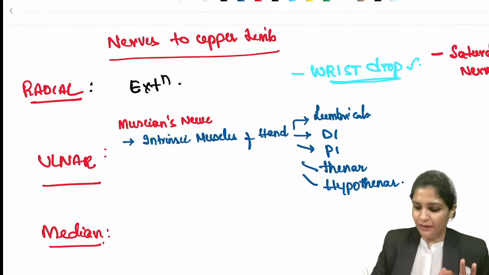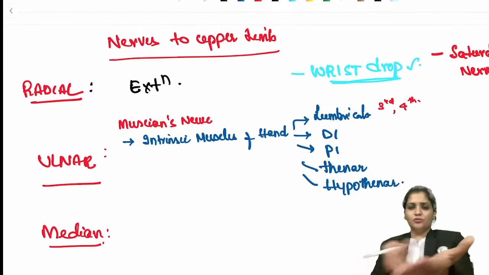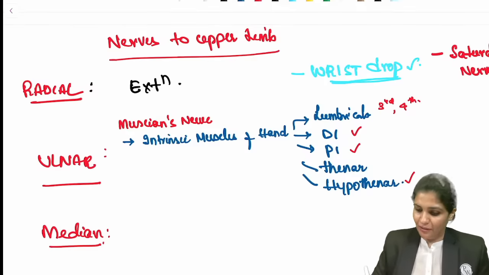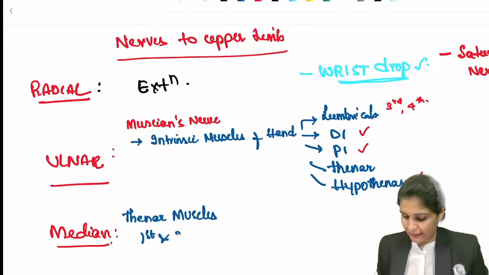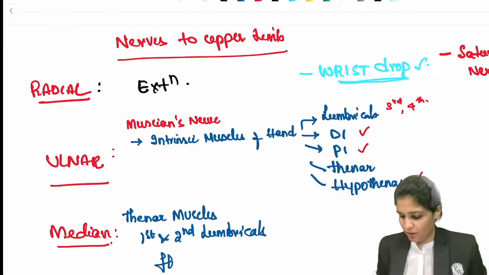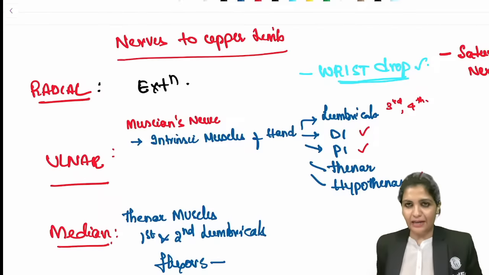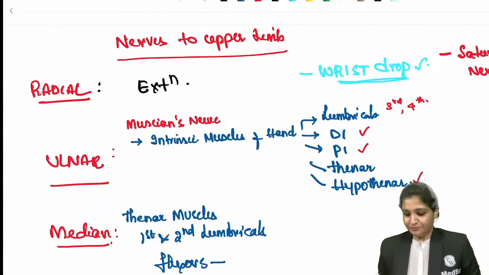So what are all supplied by the ulnar nerve? The lumbricals, the third and fourth. The ulnar nerve is usually present on your ulnar aspect, so it is the third and fourth, and it will supply dorsal interossei, palmar interossei and your hypothenar muscles. The median nerve supplies your thenar muscles and the first and second lumbricals, along with all the flexors of your upper limb, right from flexor carpi radialis to flexor carpi ulnaris, and many flexors in between, right?